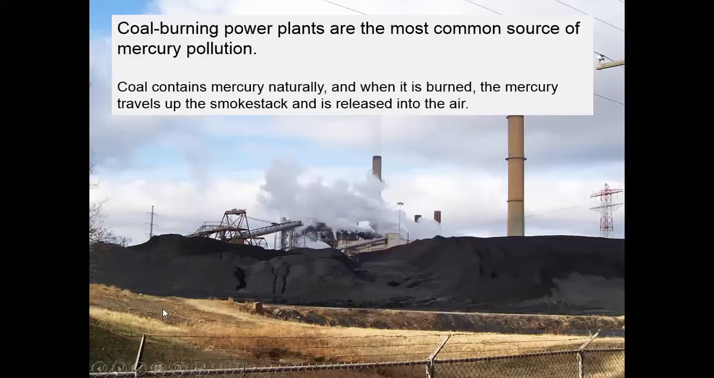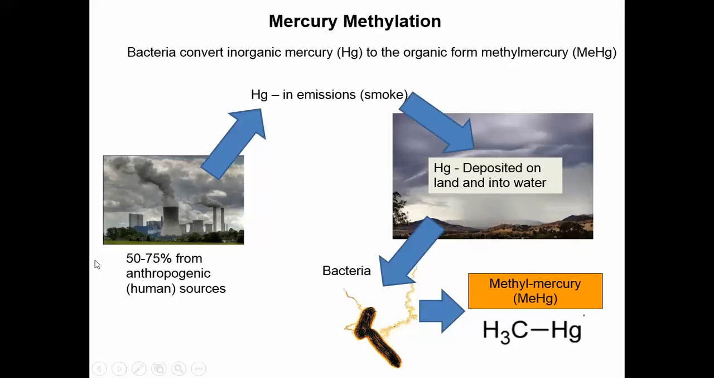So how exactly does mercury get into the atmosphere and in turn get into the water system? Really, coal-burning power plants are the most common source of mercury pollution. Basically, coal contains natural mercury, and when it's burned off, that stuff gets released into the air. The mercury then gets deposited onto land and into water. Bacteria pick it all up, and what is left over is this methyl mercury.